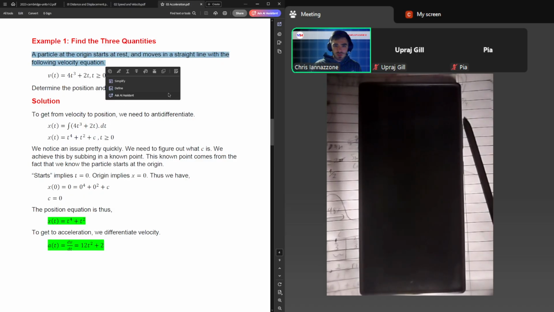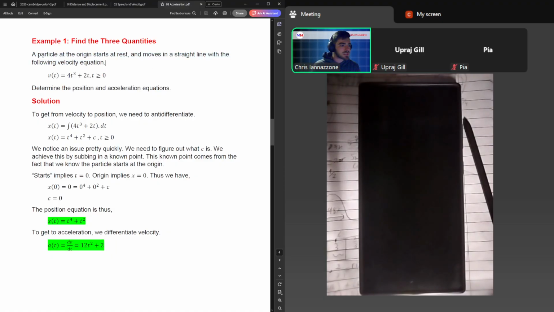In the vast majority of cases, there will be additional information in there to help you solve for c. In this case, the statement is the particle starts at rest at the origin. Only one of those things matters for this particular case, and that's just that the particle starts at the origin. So origin is a position piece of information, which means that when t equals 0, x equals 0. So 0 for x, 0 for t, c is going to come out to be 0.